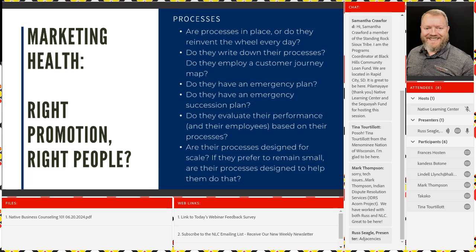But how am I going to stay small if there's a line around the block to get my ice cream? And now, instead of selling ice cream and making people happy, people are really upset that they're standing out in 104-degree weather trying to get in here to get an ice cream cone. Again, just because it's good today doesn't mean it's going to be good tomorrow.